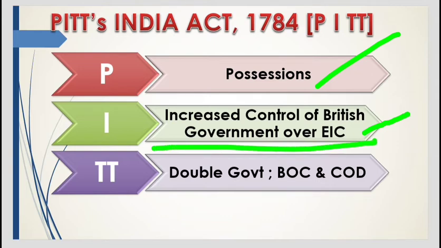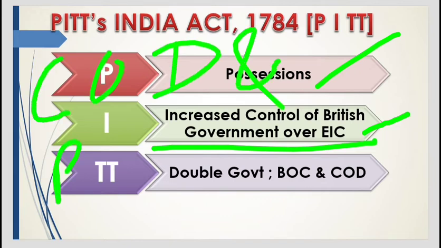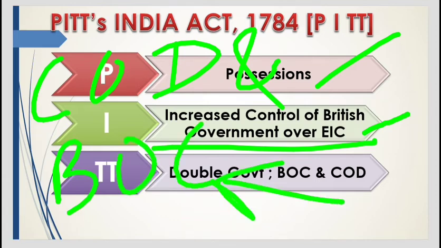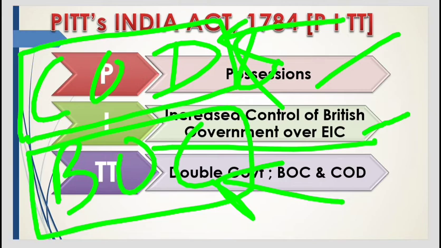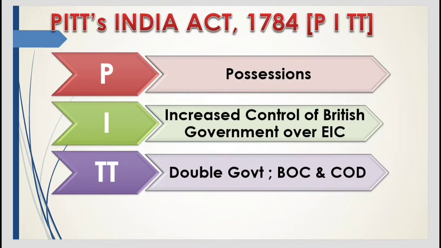It created Court of Directors and Board of Control. So Board of Control was the representation of British government and Court of Directors was the representative of East India Company. So Court of Directors managed the commerce and the Board of Control managed civil, revenue and military affairs. So here double T stands for double government was created, the Board of Control and the Court of Directors.